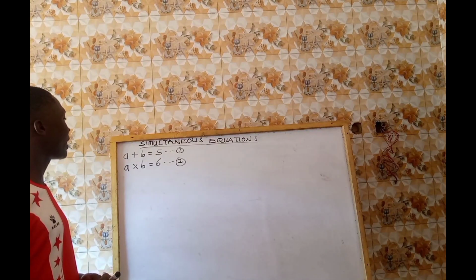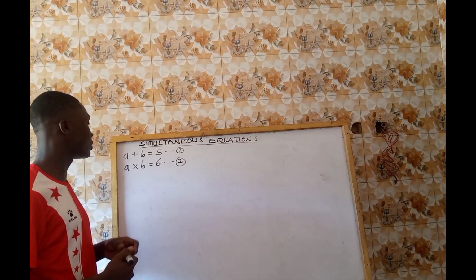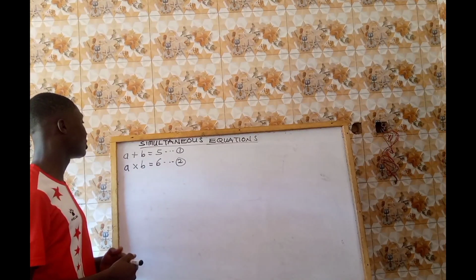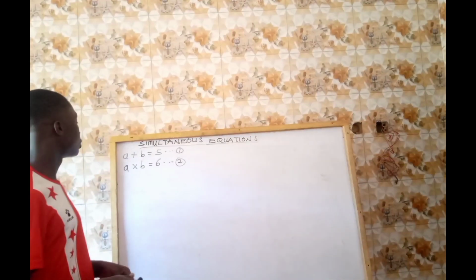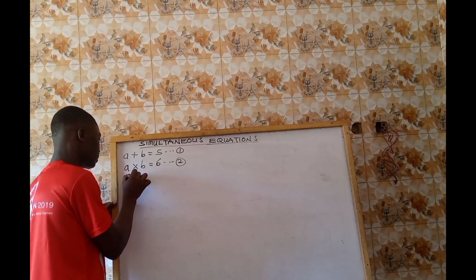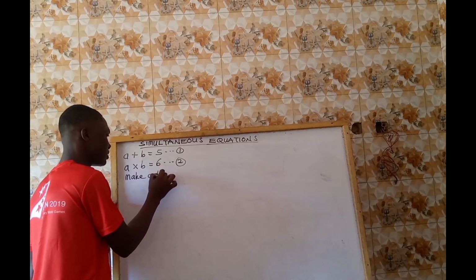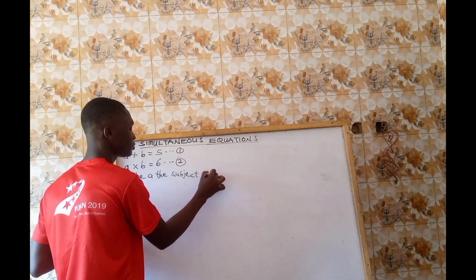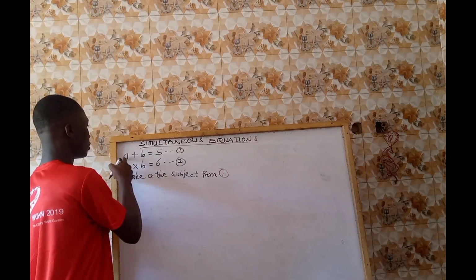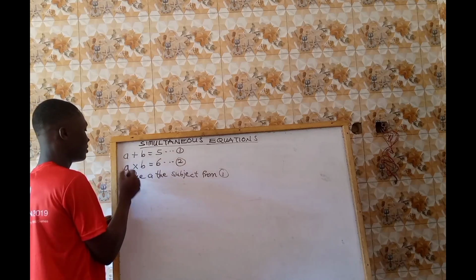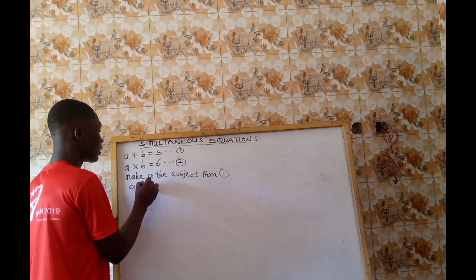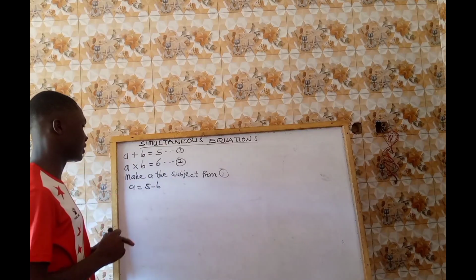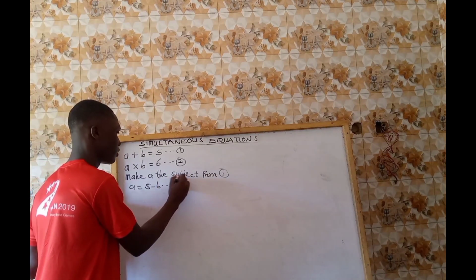So now we can either make A the subject from equation 1 or from equation 2, or you can choose to make B the subject from equation 1 or from equation 2. So let's make A the subject from equation 1. So from equation 1, if you make A the subject, you get A to be equal to 5 minus B, because we will transpose B to the right hand side of the equation. Let's call this equation 3.